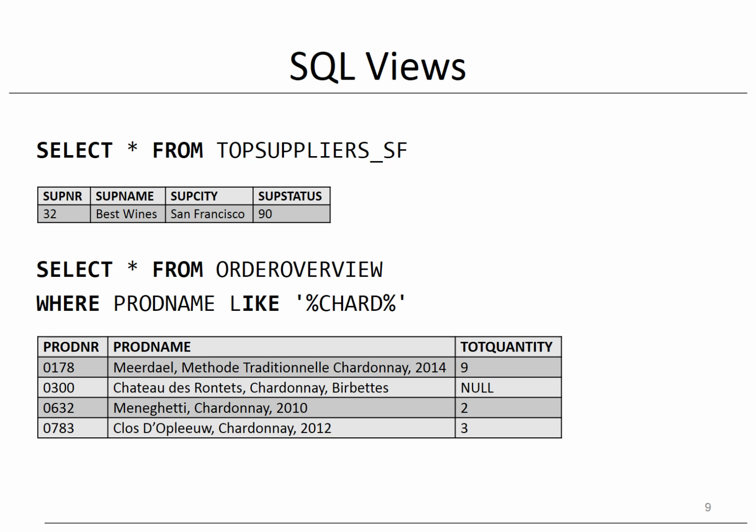Once the views have been defined, they can be used in applications or other queries. The first query selects all tuples from the view top suppliers SF, which we defined previously. The second query retrieves all tuples from the order overview view where the product name contains the string chart.